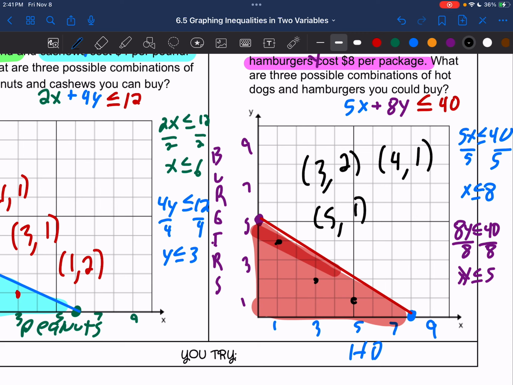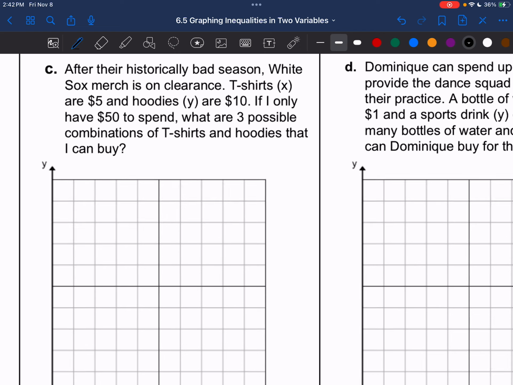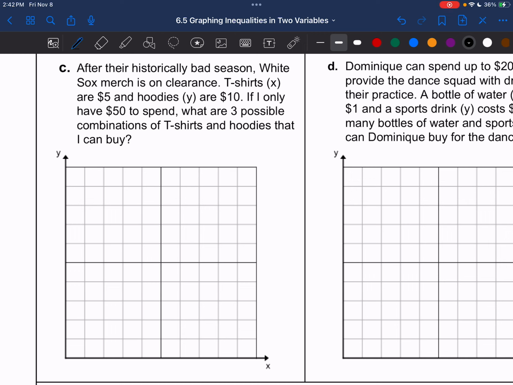All right, if you go to the next page, there are 2 you-try problems for you to do on your own, and then you can check your work against mine. So letter C, we have after their historically bad season, White Sox merchandise is on sale. It's on clearance. T-shirts X are $5 and hoodies Y are $10. If I only have $50 to spend, what are 3 possible combinations of t-shirts and hoodies that I could buy if I wanted to make a poor decision? So t-shirts are X and are $5. Hoodies are Y and $10. And I have $50 to spend.